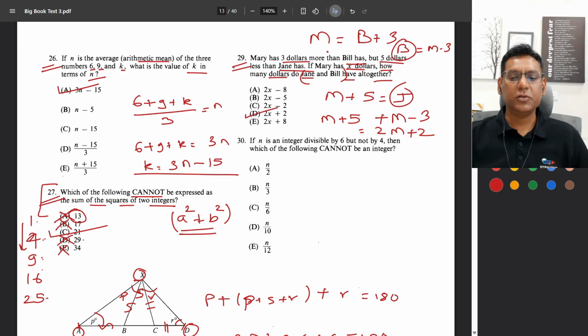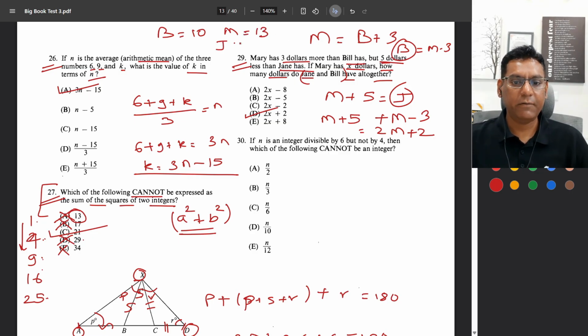Okay. Let me also just take some numbers just to verify. So let's say Bill has $10. Mary would have $3 more than Bill, so Mary would have 13. But Mary has $5 less than Jane, so Jane would have 18. How many dollars do Jane and Bill have? Jane and Bill have $28. Is that the same as 2M plus 2? Yes, because 13 times 2 is 26, plus 2 is 28. So number wise also this makes sense.